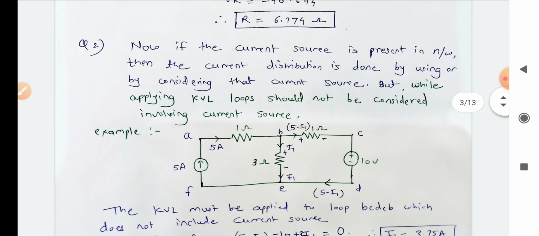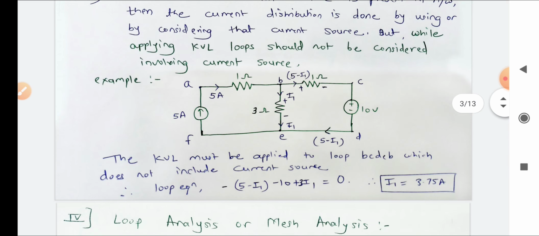Now the question is, if a current source is present in the network, then what do we have to do? If the current source is present in the network, we are going to do all the distribution of the current by using KCL and by considering that current source. But while applying KVL, we are not going to consider that loop in which the current source is present.